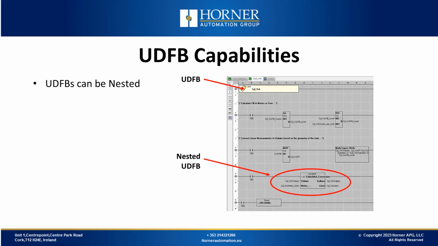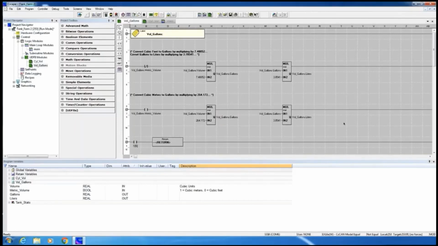You can also nest UDFBs, meaning you can create a function block that embeds another function block within its own logic. Look at an example of a nested UDFB now. So here we're taking a quick look at two UDFBs. The one on screen at the moment is called volume to gallons, which has two inputs and two outputs.